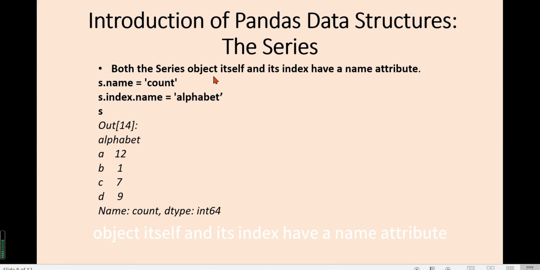Both the series object itself and its index have a name attribute. You can assign the name of the main part of this series as count, and for the index part of this series we can assign a name called alphabet. If we print out s again, the main part has the name count, dtype int64, and the index part has a name called alphabet.